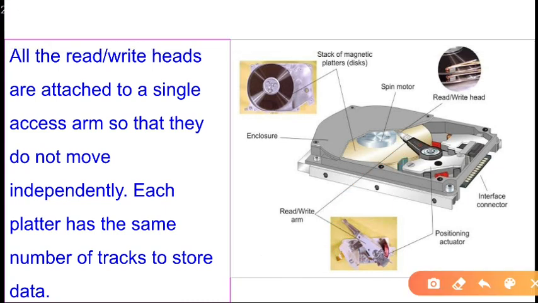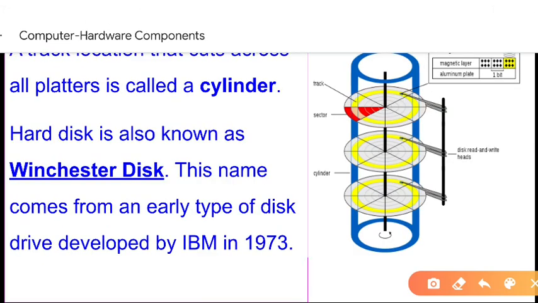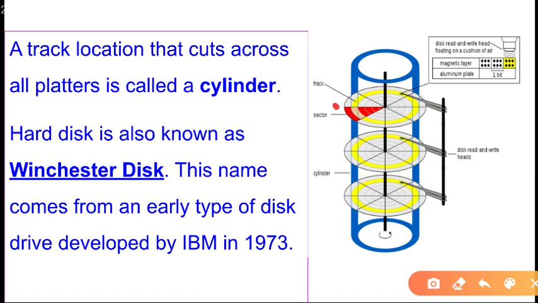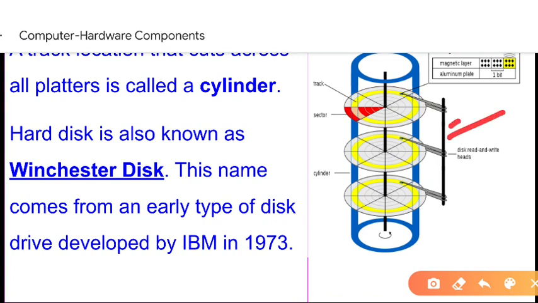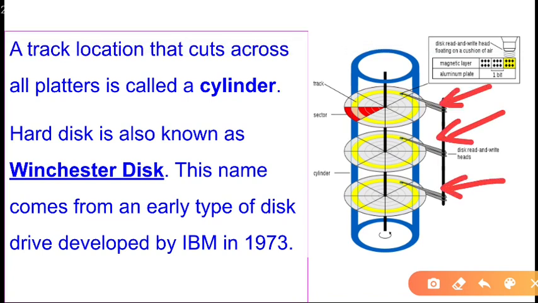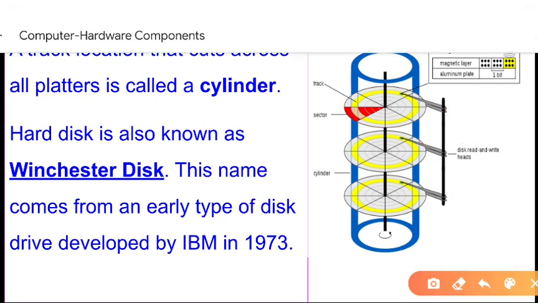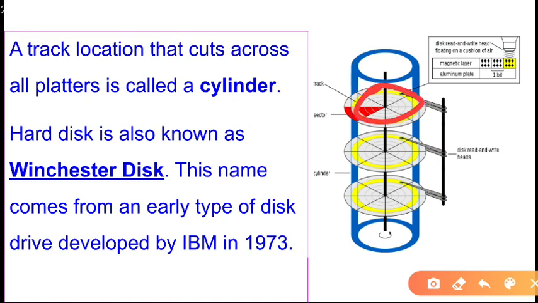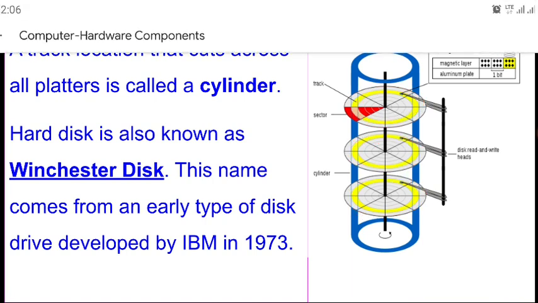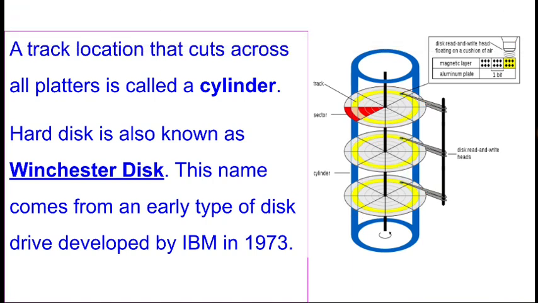Each platter has the same number of tracks to store the data. Now what are tracks? This is a platter. There are three platters shown over here: platter 1, platter 2, platter 3. They are stacked one above the other. Each platter has two read write heads. Now what are tracks? See these yellow colored portions on each platter, these are called tracks. So each platter has tracks.